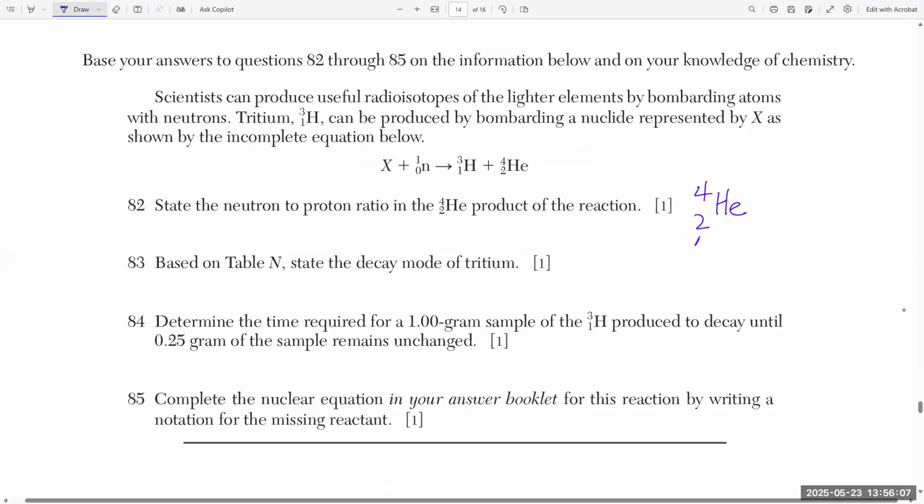So it has 2 protons, but its atomic mass number is 4. What's that? That's protons plus neutrons. So anybody want to take a guess how many neutrons there are? If you have 2 protons, but protons plus neutrons is 4? That's right, it's 2. So it's 2:2. So what's the ratio?